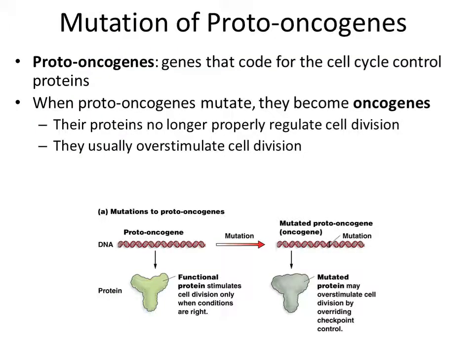So let's look at these two types of genes in a little more detail. Again, as I said, proto-oncogenes are normally genes that code for the cell cycle control proteins. When these genes mutate, they become oncogenes. So once they've mutated, they're no longer precancerous, they are cancer-causing genes. They no longer properly regulate cell division, which means that cell division is overstimulated. Cells are entering into that cell cycle and undergoing cell division more than they should.